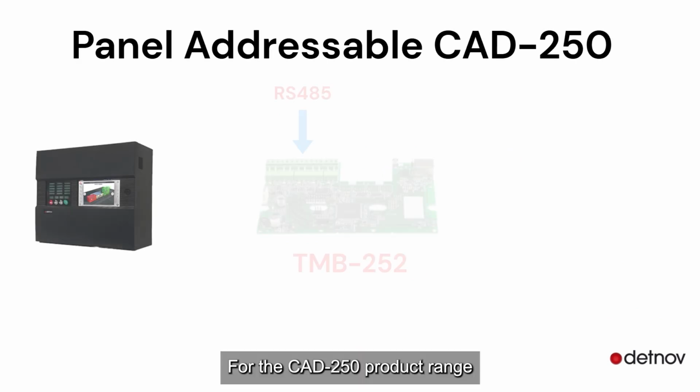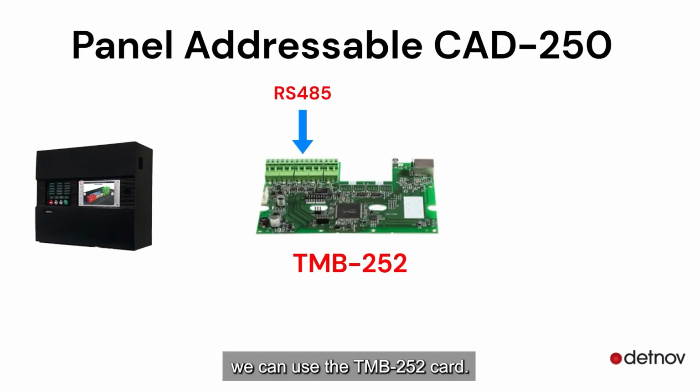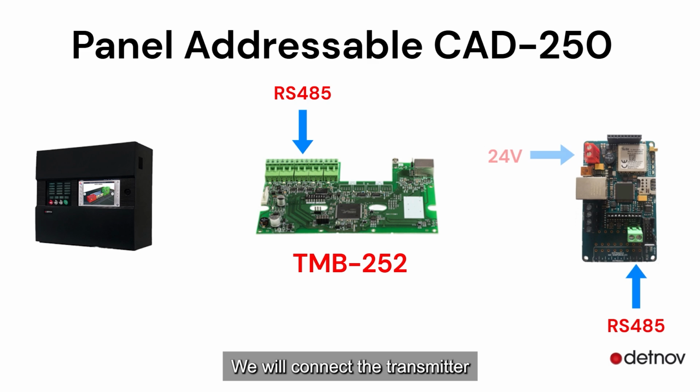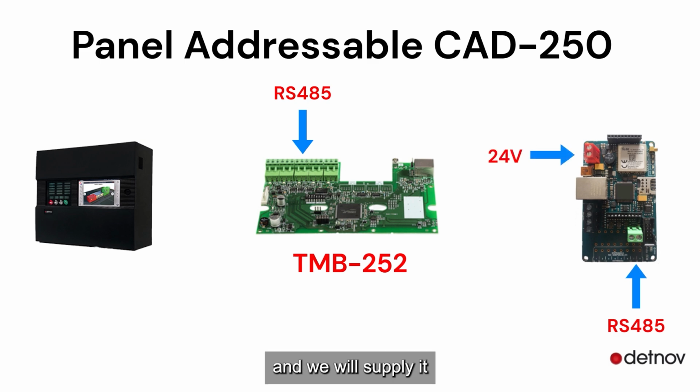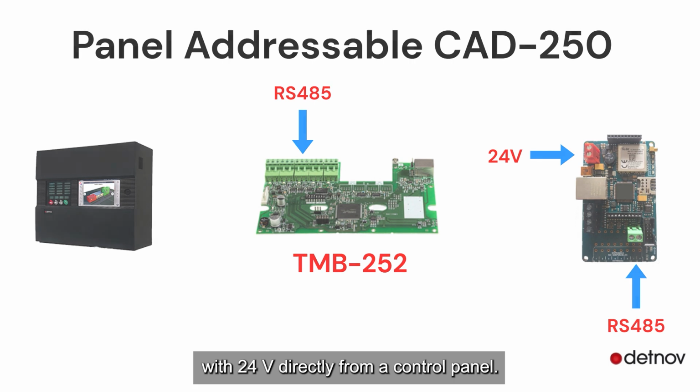For the CAT 250 product range, we can use the TMB 252 card. We will connect the transmitter to port 1, RS485 output, and we will supply it with 24V directly from a control panel.